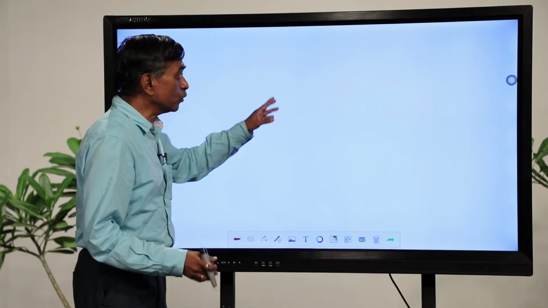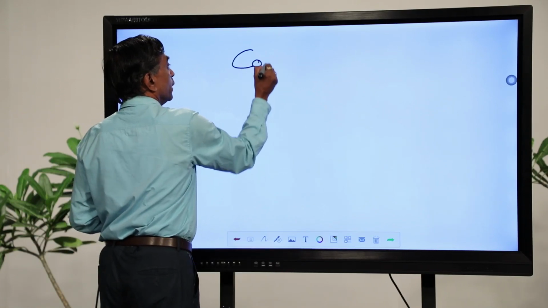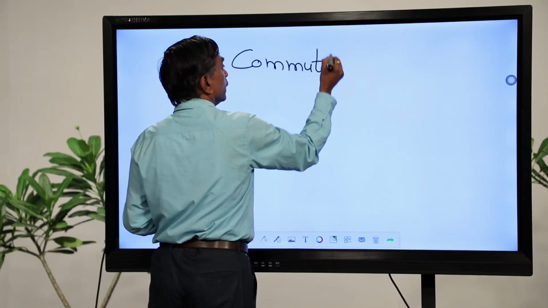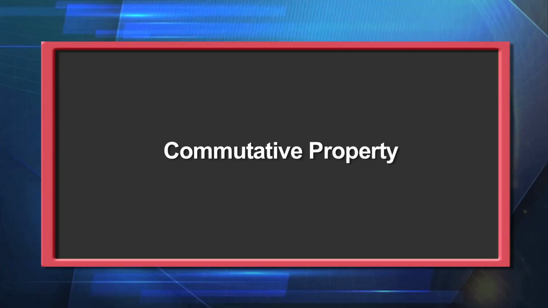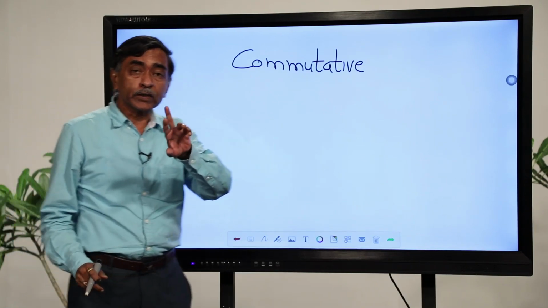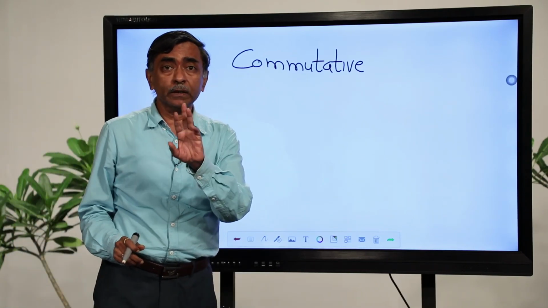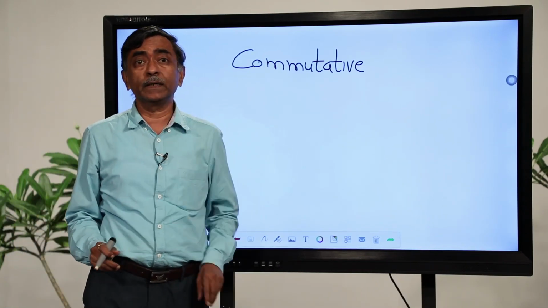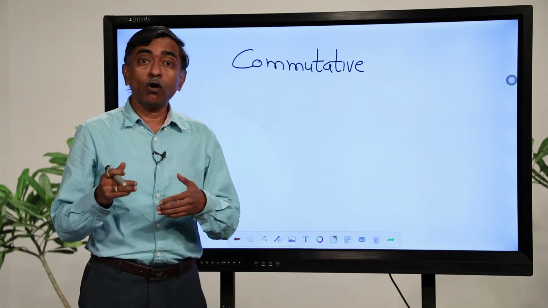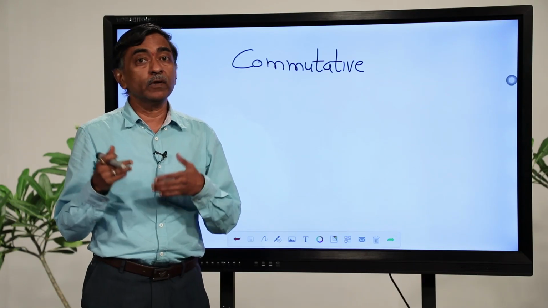Now, here I am talking about commutative property. Commutativity, that we call the property of being commutative is commutativity. So, commutative property, what does it say? If you exchange under a particular operation, if you replace one number by the other, for example, if you interchange the numbers, the value of that particular expression will not change.